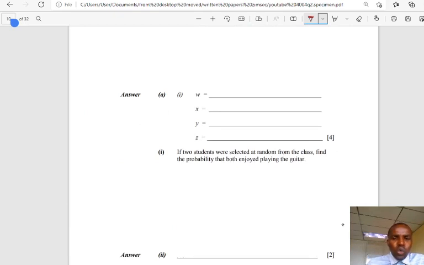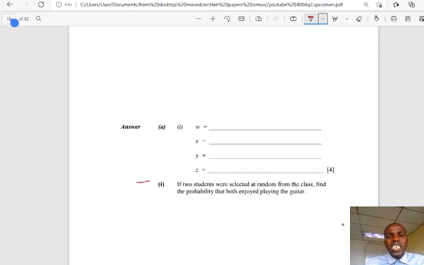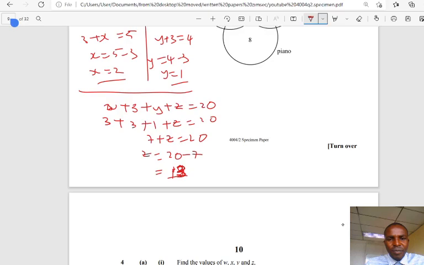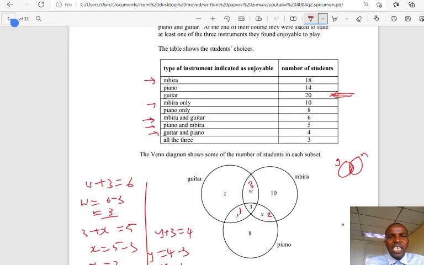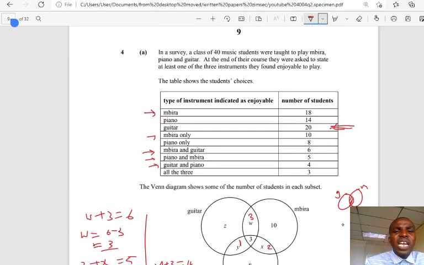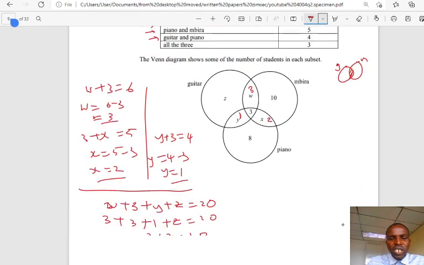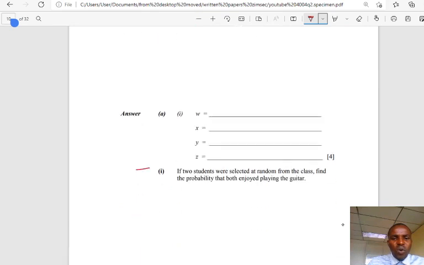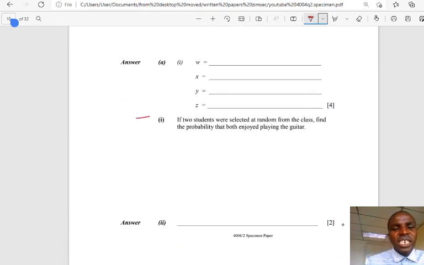If two students were selected at random on this one, find the probability that both enjoyed playing the guitar. So you go up there. How many enjoyed playing the guitar? Both enjoyed playing the guitar. In total, how many students do we have altogether? We have 40. That is the number of all possible outcomes. So it will be over 40. So those who enjoy playing the guitar, they are 20 out of 40. So the first student, it will be 20 over 40.